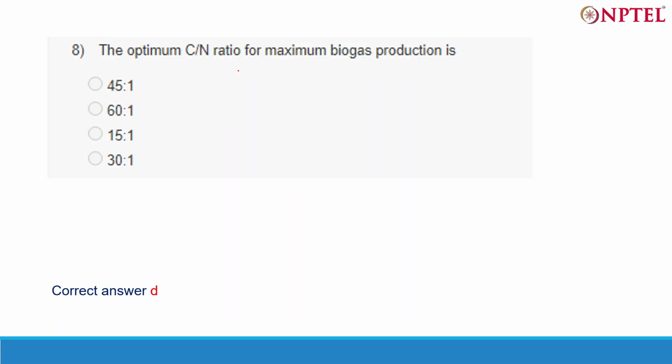Optimum C by N ratio for maximum biogas production. It does vary between 25 to 30, so you can take 30 to 1 as it is present in the answer.